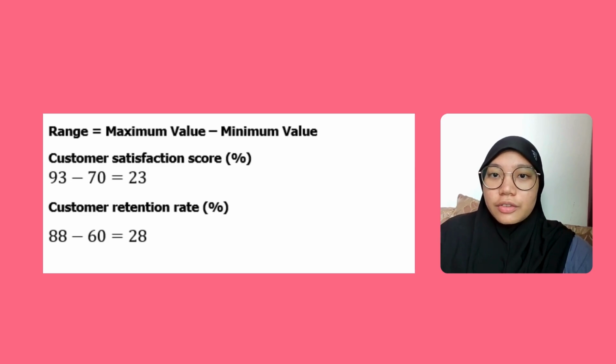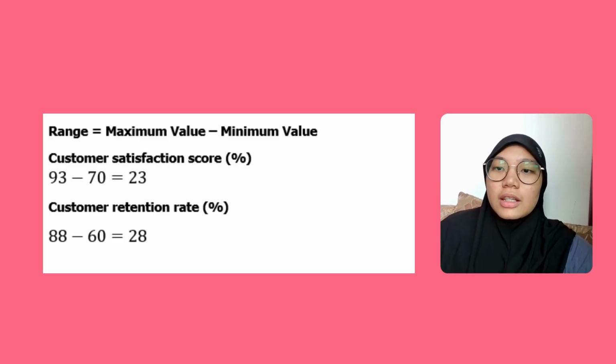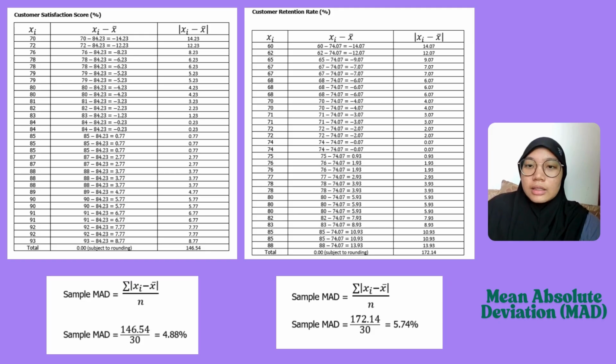First, the range. The range tells us the difference between the highest and the lowest value. The formula for range is maximum value minus minimum value. For customer satisfaction, the highest score is 93% and the lowest is 70%, so the range is 23. For customer retention rate, the highest is 88% and the lowest is 60%, which gives a range of 28. This means the gap between the highest and the lowest retention rate is larger, showing less consistency among businesses.